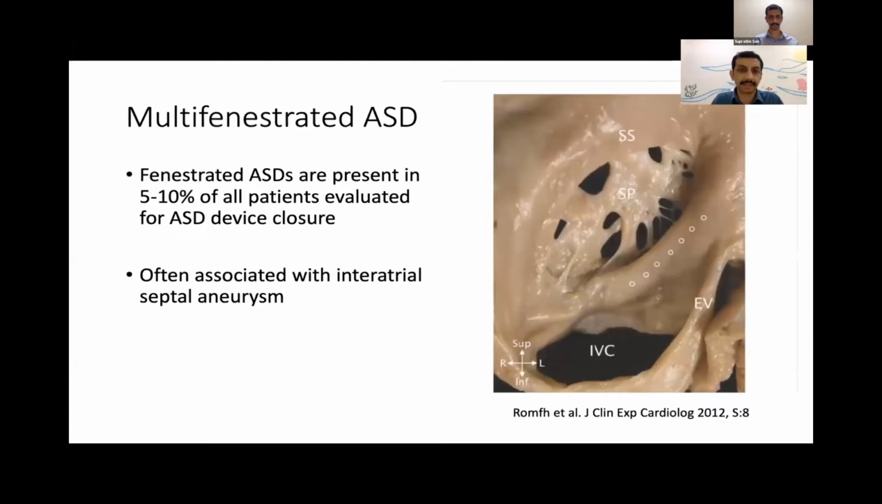Multifenestrated ASDs can be defined as an atrial septal defect with 3 or more fenestrations, and these fenestrations are usually present in about 5 to 10% of all patients who we evaluate for transcatheter closure. Often these are also associated with an interatrial septal aneurysm. And as you can see in this pathological specimen, these fenestrations will often be within the septum primum.